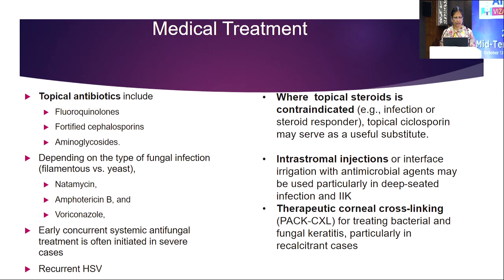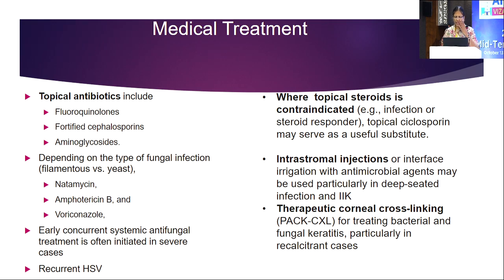In medical treatment, fluoroquinolones are the first drug of choice we have to consider, along with fortified cephalosporins and aminoglycosides. These drugs will respond because most of the organisms affecting post-PKIK are gram-positive. In fungal cases, we already know natamycin, amphotericin B and voriconazole, and early systemic antifungal treatment is needed in case of fungal PKIK. In case of recurrent HSV, we need to start oral acyclovir. Topical steroids are contraindicated, and we can use substitute drugs like cyclosporine.